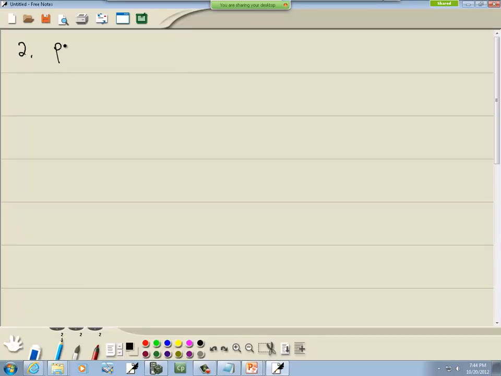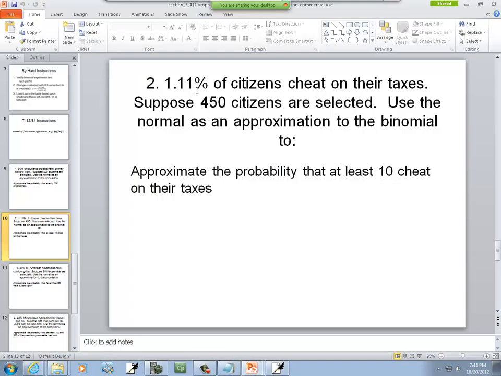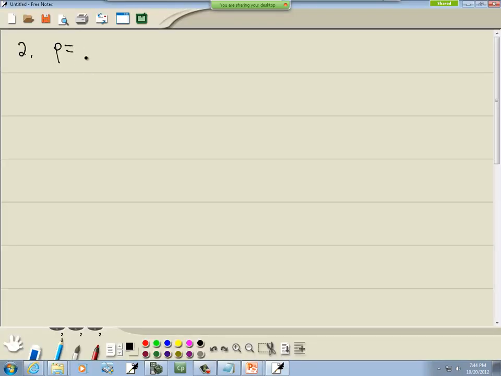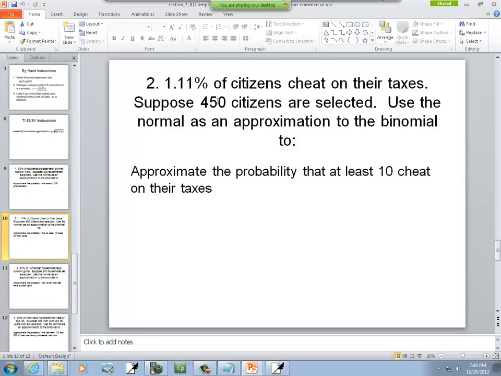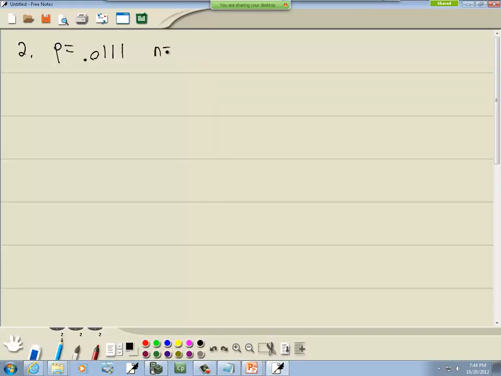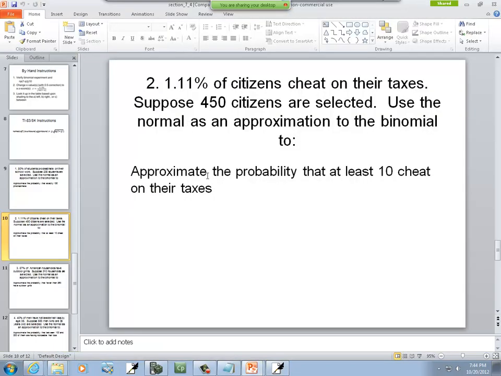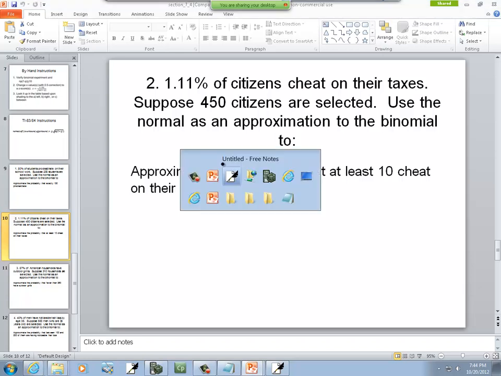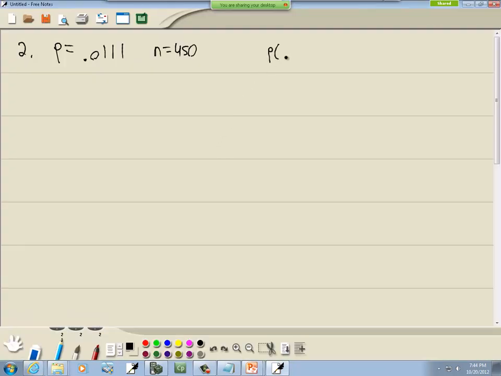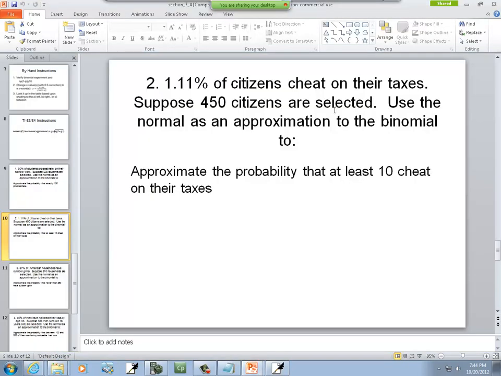Okay, so whenever they're giving you percents, that's your P. So P will be 0.0111, and 450 citizens, so that's your N. We want the probability that at least 10 cheat on their taxes.